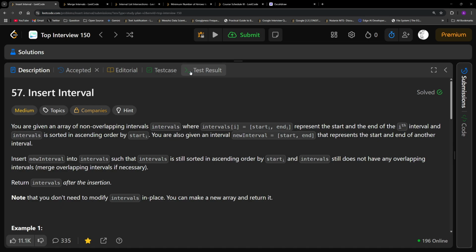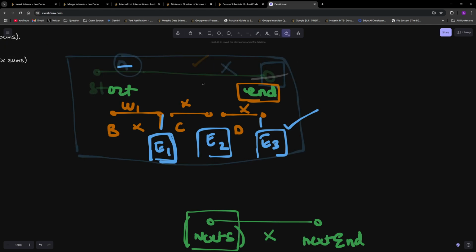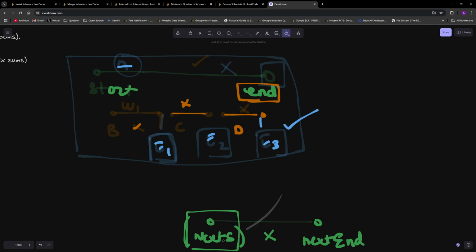Insert intervals may be a medium problem, but now we need to decide which strategy we want to use effectively over here. Again, I will draw this graph for you guys, because it might get confusing.